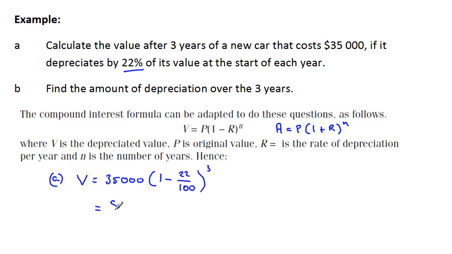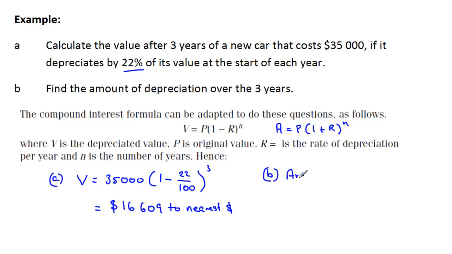But the answer you should get out of your calculator is that the final value after 3 years is $16,609 to the nearest dollar. We might as well round it to the nearest dollar in this case. Now the final question says, or part of the question, find the amount of depreciation.